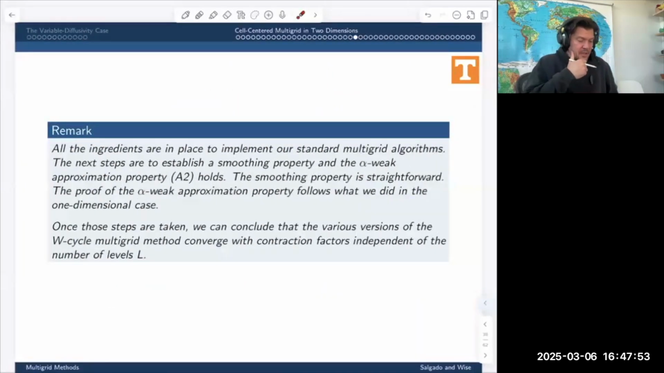So all the ingredients now are in place to implement our standard multigrid algorithm. We could do Richardson smoother.